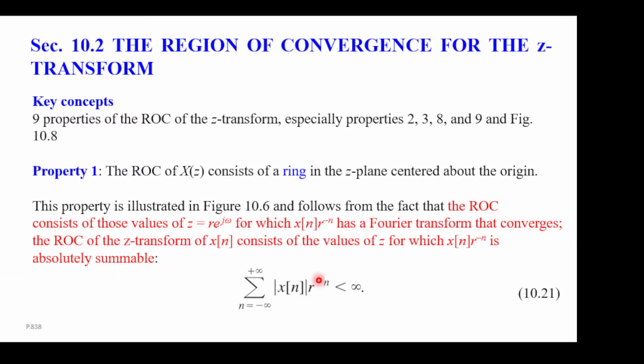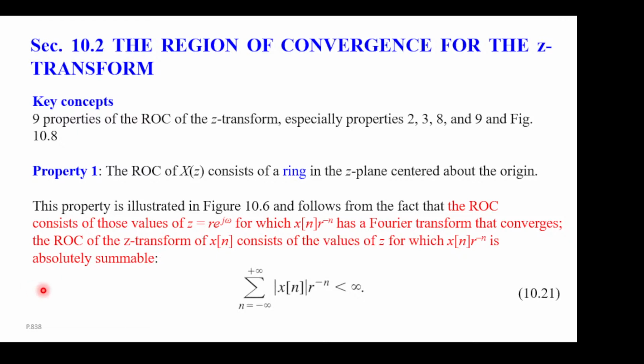with it being absolutely summable. Okay, so we are also thinking that the ROC is just a set of r such that x[n] times r to the minus n is absolutely summable. So the summation from minus infinity to plus infinity of the absolute value of x[n] times r to the minus n is a finite value. If your r gives you this condition, then we think you are in the ROC. And if it's not, then you are not in the ROC. And here, once again, you should check this carefully in the book.